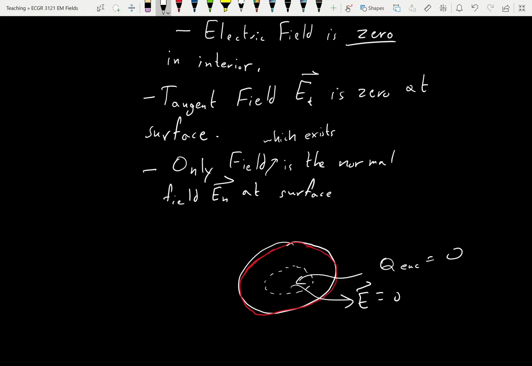Initially, there is some E that moves the charges, but once all the charges get to the boundary, the basic property of an ideal conductor is that the electric field will always be 0 inside the conductor.